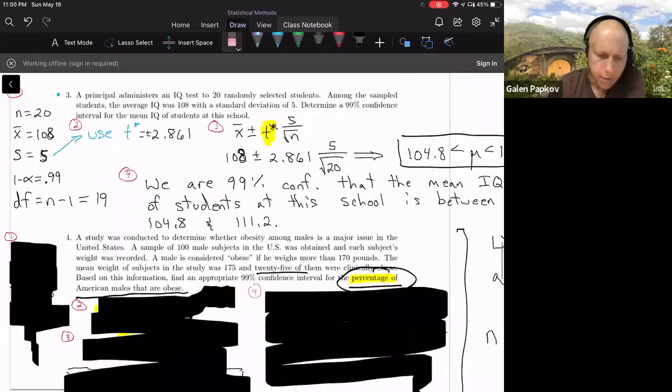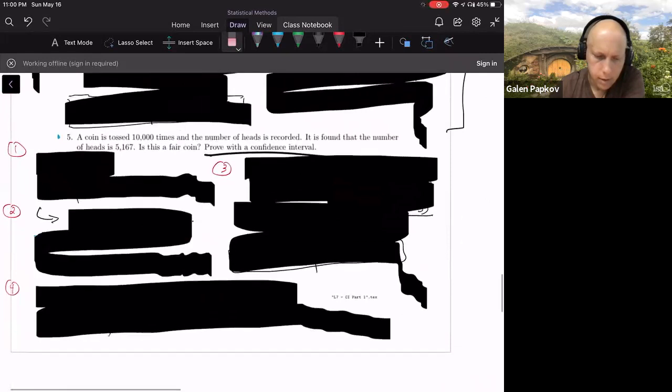Let's take a look at 5. A coin is tossed 10,000 times and the number of heads is recorded. This is a new problem. I didn't have this one in the notation video. It is found that the number of heads is 5,167. Is this a fair coin? Prove with a confidence interval.